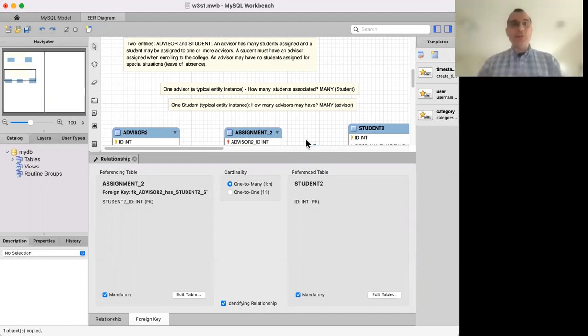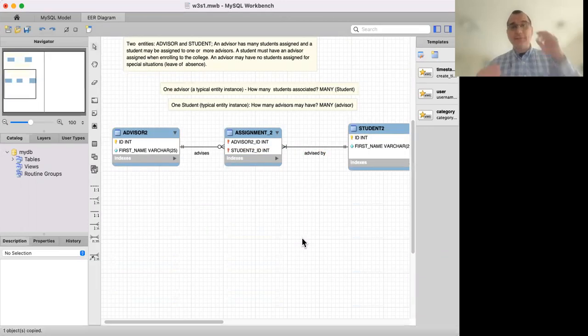Okay, so let's see what we have. We have a student must have an advisor assigned when enrolling to the college. So I know that as I enroll the student, I must also assign an advisor. And why do I do that? Just to be sure that the student will have someone to ask questions to get feedback. So I want to enforce this in my database, to be sure that a student always has somebody to ask. So that's why I need to keep this one mandatory. And I have this in the specification. Student must have an advisor assigned when enrolling to the college.